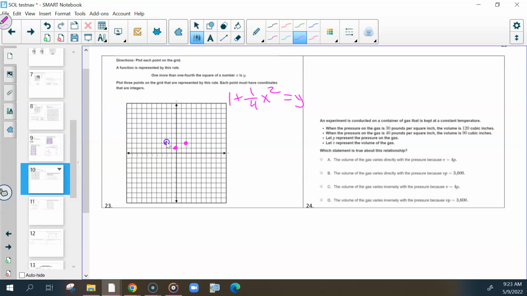If you weren't sure of how this would look, you could use Desmos to see that this would be a quadratic. Because we're squaring something, that would also mean it's supposed to be a quadratic. So eventually this will make that U shape.